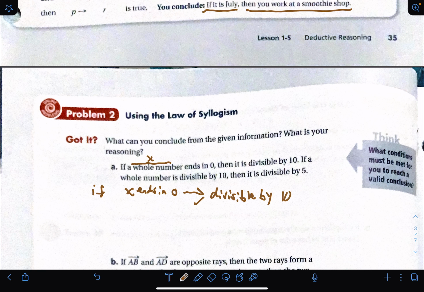If a number is divisible by 10, then, I could just use the arrow. I'm going to try to start using notation. Then it is divisible by 5. That's what that means.